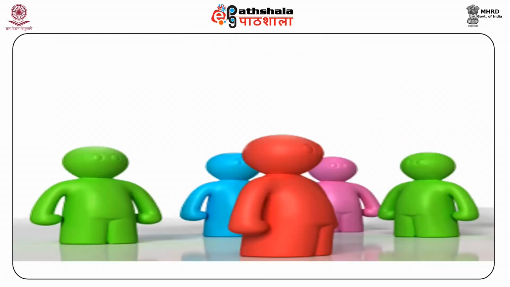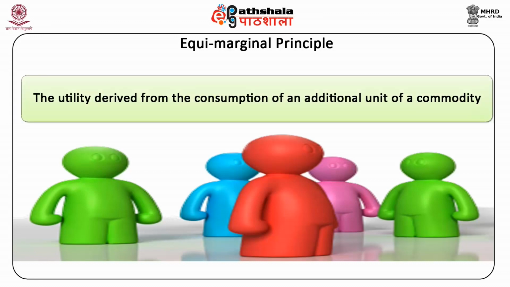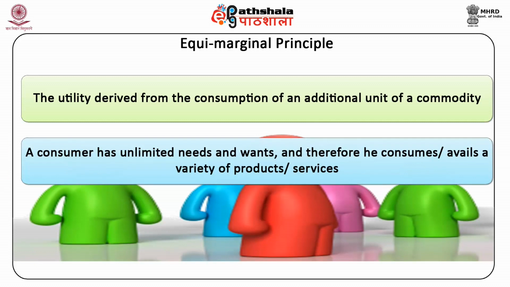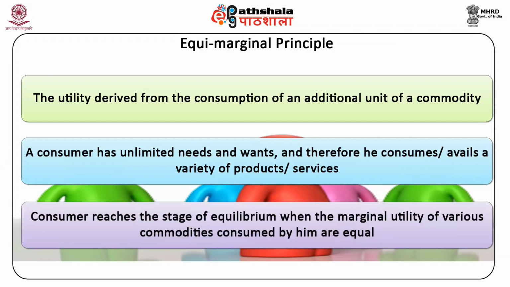Let us now move on to the next principle, that is, equi-marginal principle. Marginal utility is defined as the utility derived from the consumption of an additional unit of a commodity. A consumer has unlimited needs and wants, and therefore he consumes or avails a variety of products and services. The law of equi-marginal utility states that the consumer reaches the stage of equilibrium when the marginal utility of various commodities consumed by him are equal.